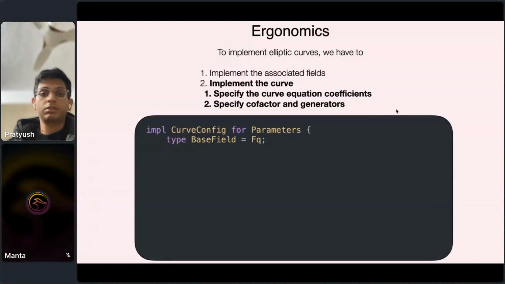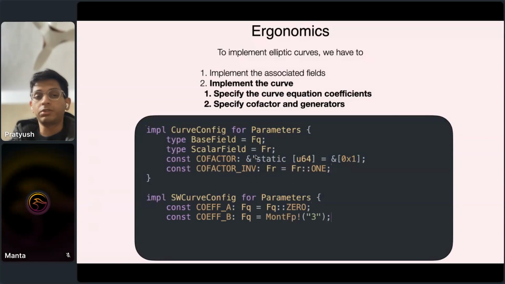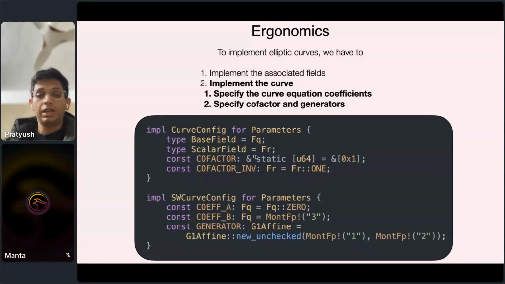Again, it requires just specifying what the base field and scalar field of the curve are. Then we specify the cofactor and some additional information. And finally, we specify the coefficients, which are just 0 and 3 in this case. And then we specify the generator, and then we're done. Basically, in the previous code block, that's all it takes to specify in Arkworks a new elliptic curve, right? And you can see this in recent PRs in our libraries, where we implemented new curves like zkB256K1 with just a few lines of code.